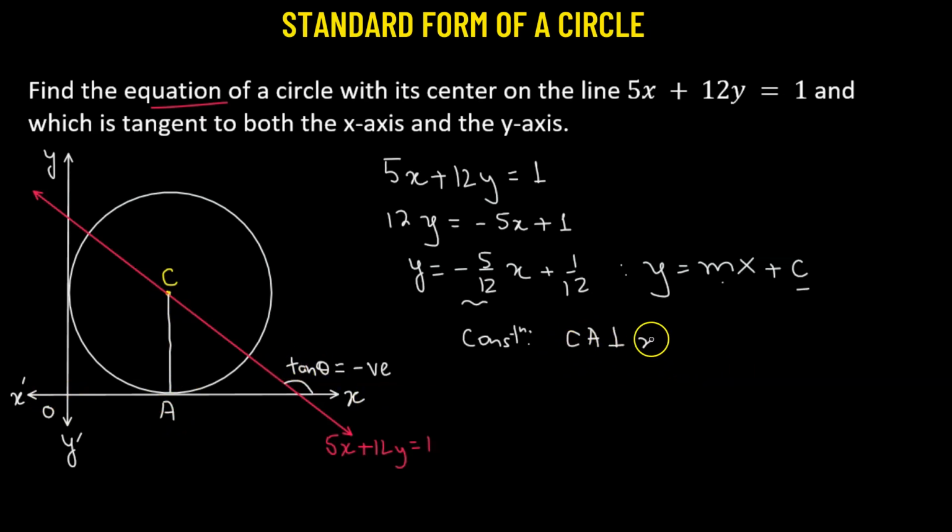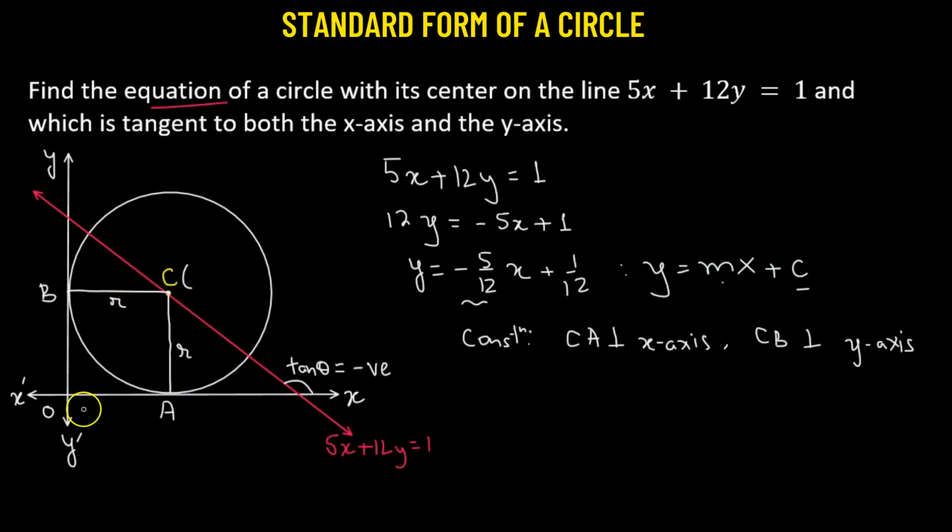CA is perpendicular to the x-axis, and then we will drop another perpendicular from the center C to the y-axis, and we're going to call it CB. So CB is going to be perpendicular to the y-axis. Now, since the circle is touching the x-axis and the y-axis, this distance here, that's nothing but the radius of the circle. And CB, that's also going to be the radius of the circle. And this also gives us the coordinate of the center C.